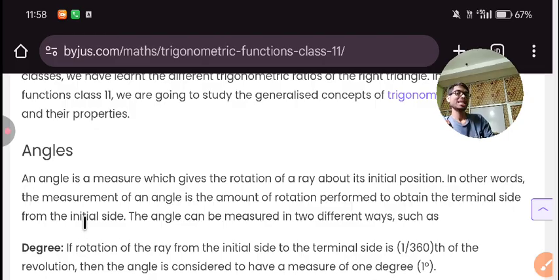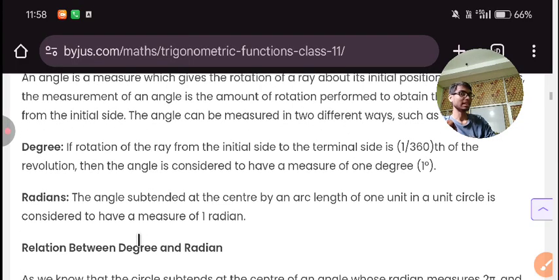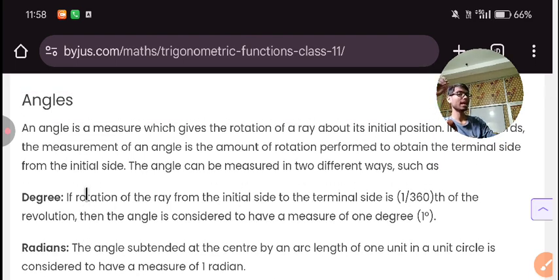In other words, the measurement of an angle is the amount of rotation performed to obtain the terminal side from the initial side. We take two sides: the first is the initial side, the second is the terminal side. The work of the terminal side is to terminate. Then we will be able to observe that yes, this much rotation happened. The angle can be measured in two different ways, degree and radian. Through these two ways, we can measure the angle.